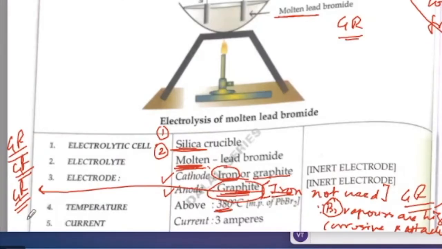Temperature 380, again GR. Why is it 380? Because it is the melting point of lead bromide. Remember, we need molten lead bromide. So I cannot say, oh, I'll keep the temperature 100 degrees C. Ramesh, lead bromide will not melt at all. Okay? So see, each one of them is a give reason. Current, nobody is going to ask you.